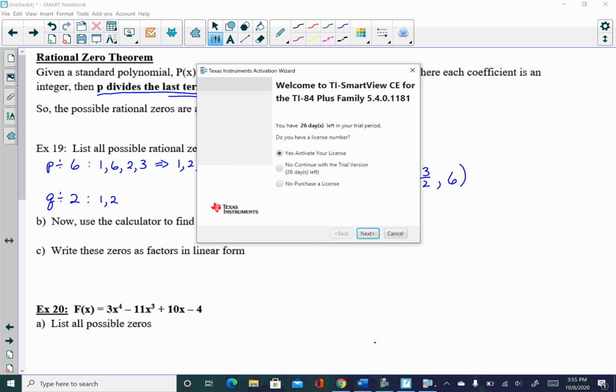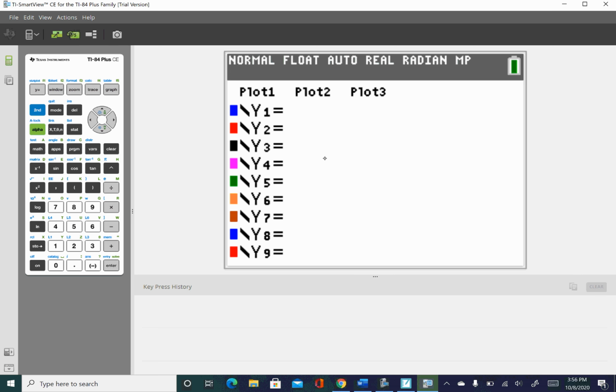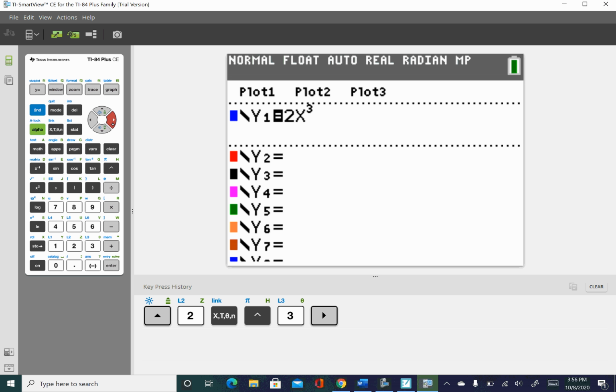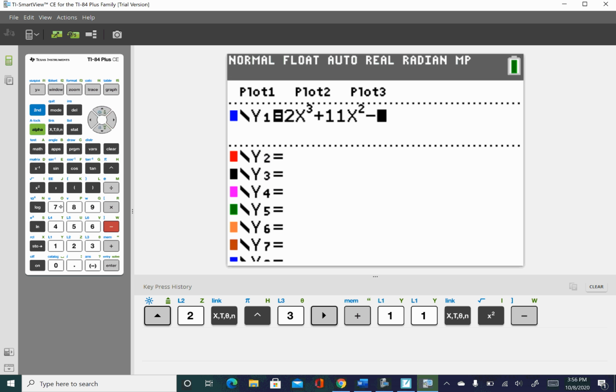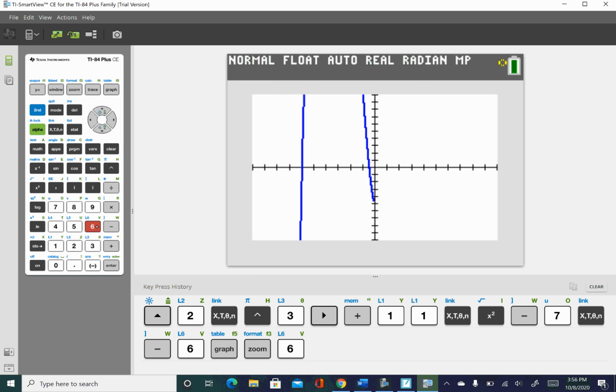You can go ahead and put the function here in your y equals in your calculator. I'd like to illustrate it for you at least one time. Into y equals, put in our function here, which was 2x cubed plus 11x squared minus 7x minus 6, and then hit graph. Let me hit zoom 6 on my window so I can see it a little nicer. Okay, so I have a zoom 6 here.